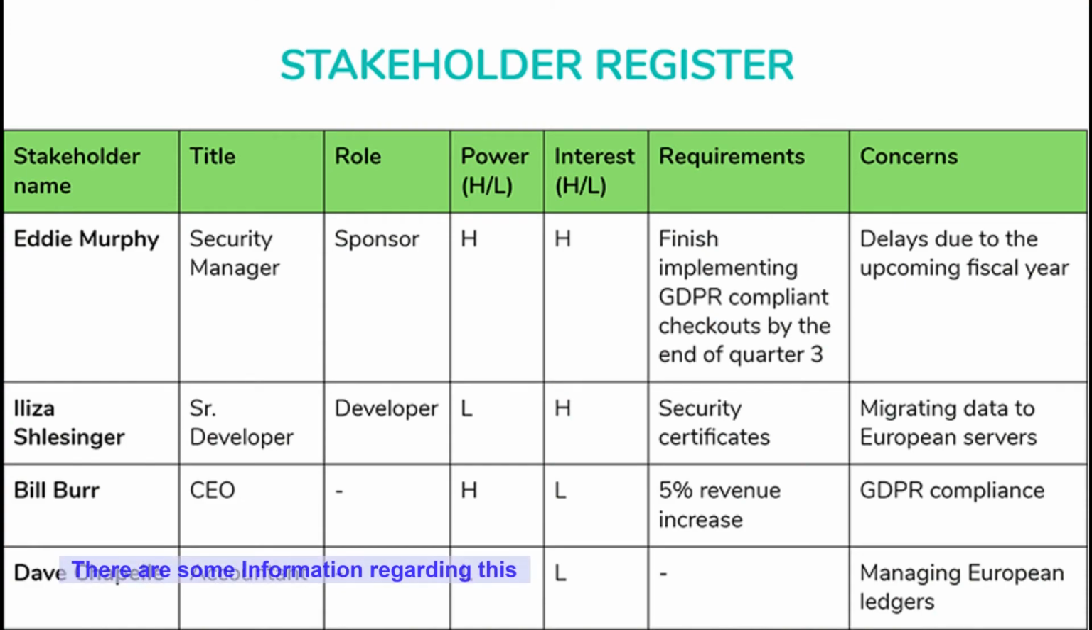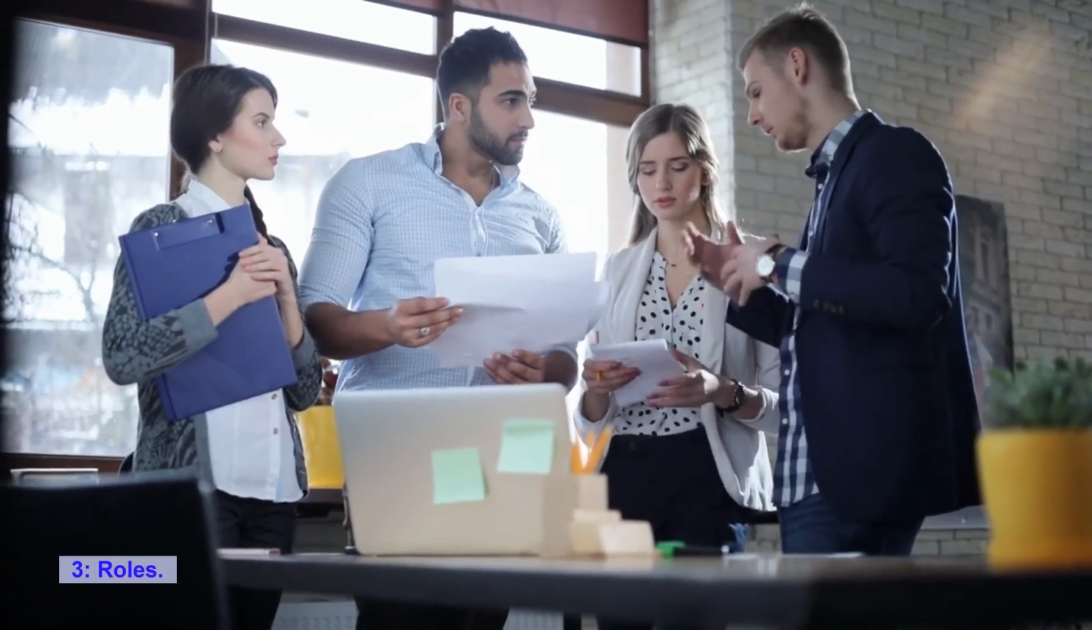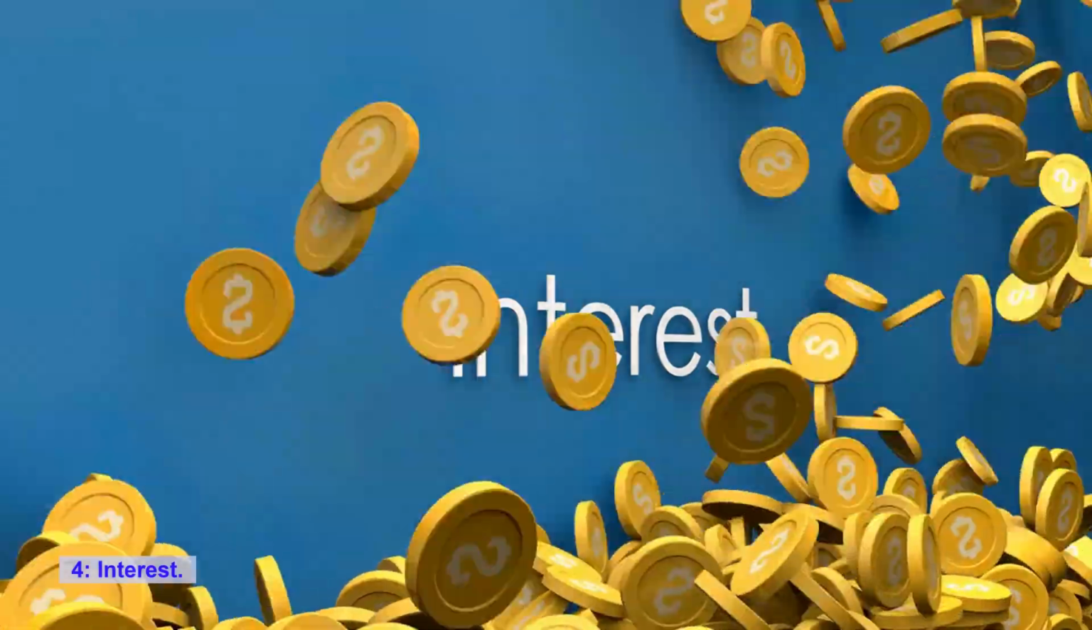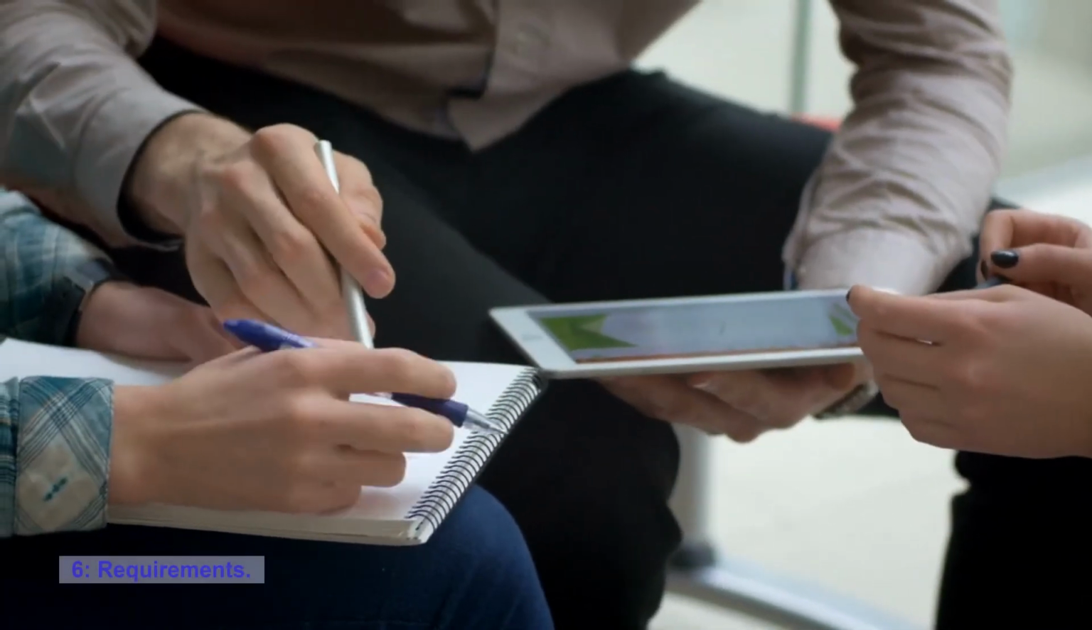There is some information regarding this: 1. Name. 2. Title. 3. Roles. 4. Interest. 5. Power. 6. Requirements. 7. Concerns.